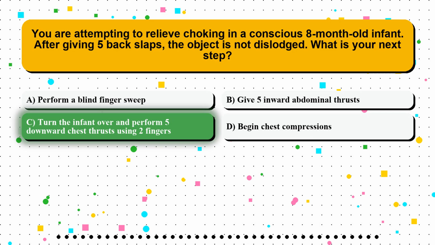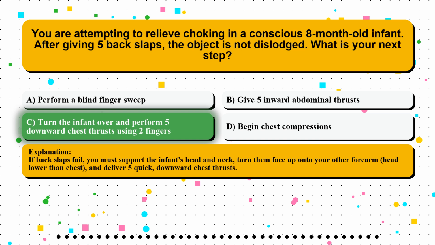The correct answer is option C. Turn the infant over and perform 5 downward chest thrusts using 2 fingers. If back slaps fail, you must support the infant's head and neck, turn them face up onto your other forearm, head lower than chest, and deliver 5 quick, downward chest thrusts.